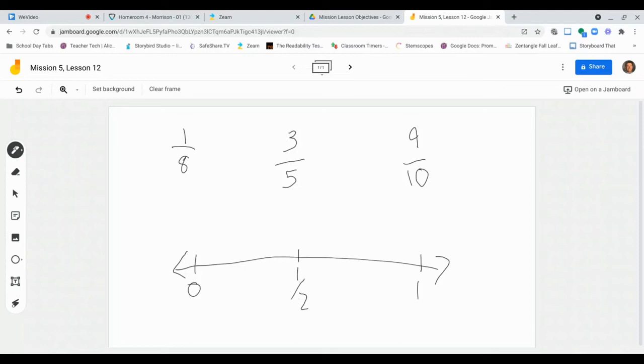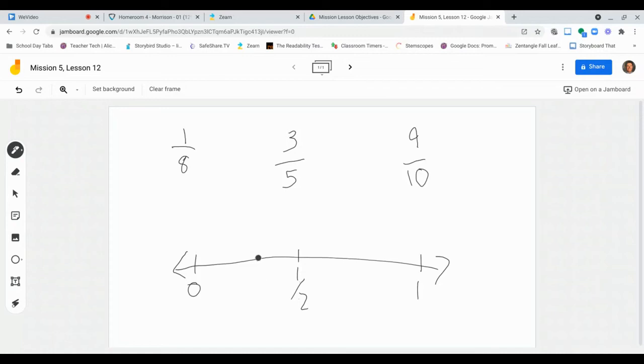Okay, so the first thing that you always need to ask yourself is, is 1/8 more or less than 1/2? Because that's going to tell you right there, is it going to go on this side of the half or this side of the half? Is it less than half or more than half? Well, 1/8 I know is less than 1/2 because it would take 4/8 to equal 1/2. So I know it's going to be on this side right here.